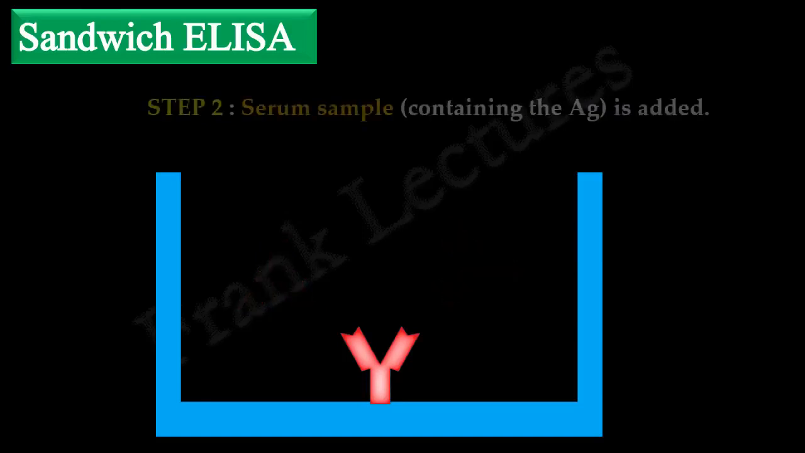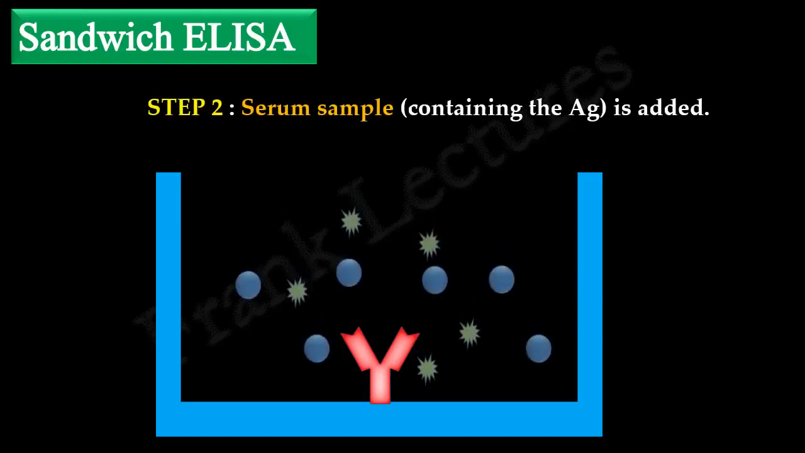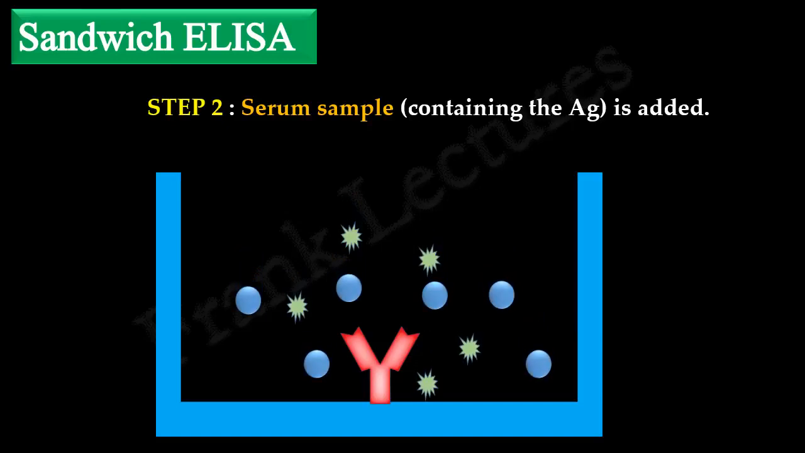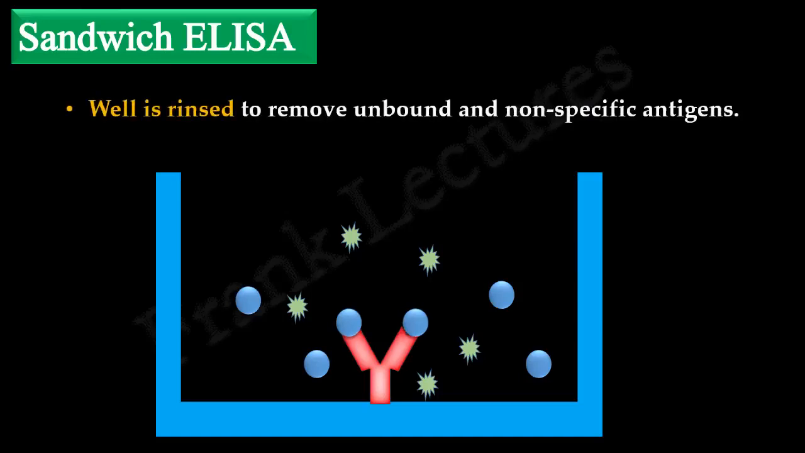In the second step, the serum sample or test sample is added in the well. Now, serum from a patient may contain many different antigens, but the capture antibody is specific for a single target antigen. If the sample contains the target antigens, they will bind to the capture antibody present in the well. If the specific antigen is absent in the test sample, no antigen-antibody binding takes place. Again, the well is rinsed to remove unbound and nonspecific antigens.